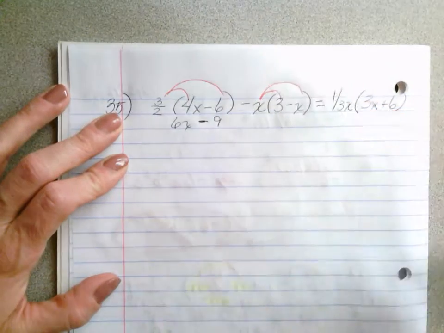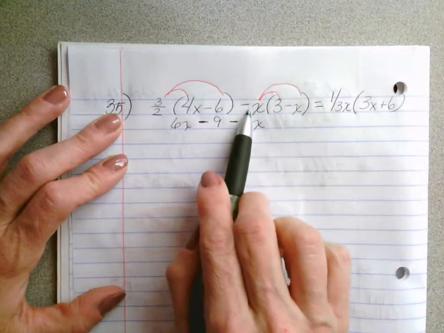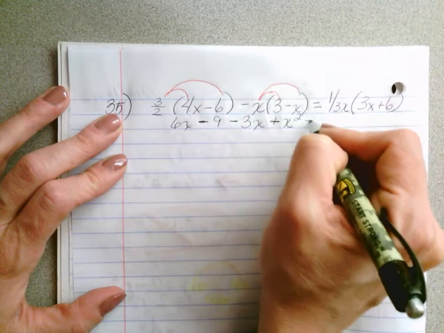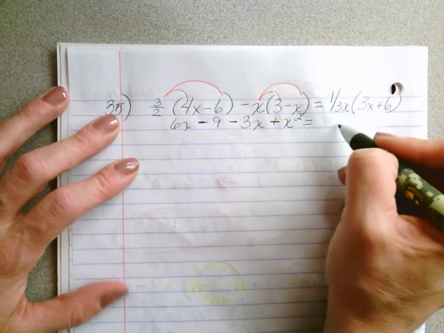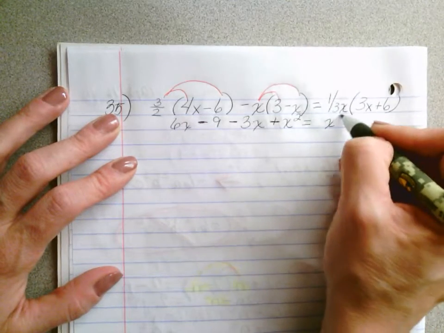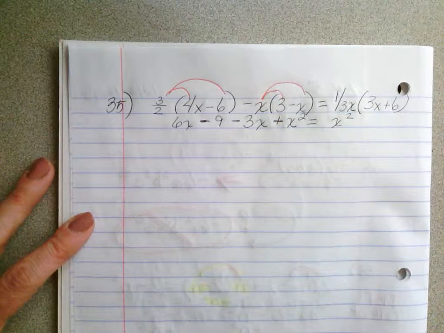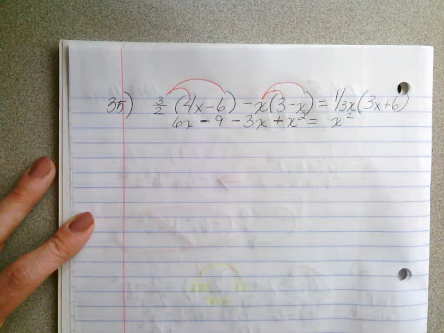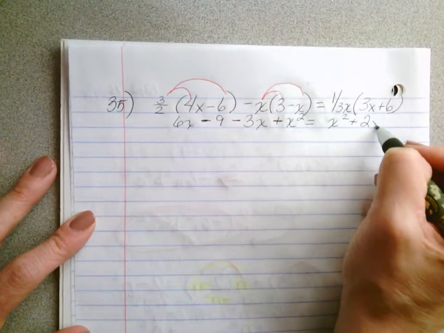Here's our next 2 pieces. A negative x times 3 is a negative 3x. A negative x times a negative x is a positive x squared. 1/3 x of 3x is 1x squared. The 1/3 and the 3 reduce to a 1, but x times x is x squared. And 1/3 x of 6 is 2x.